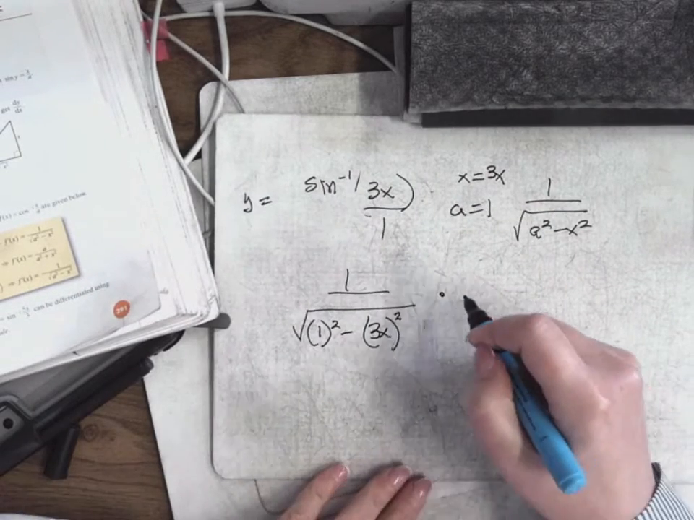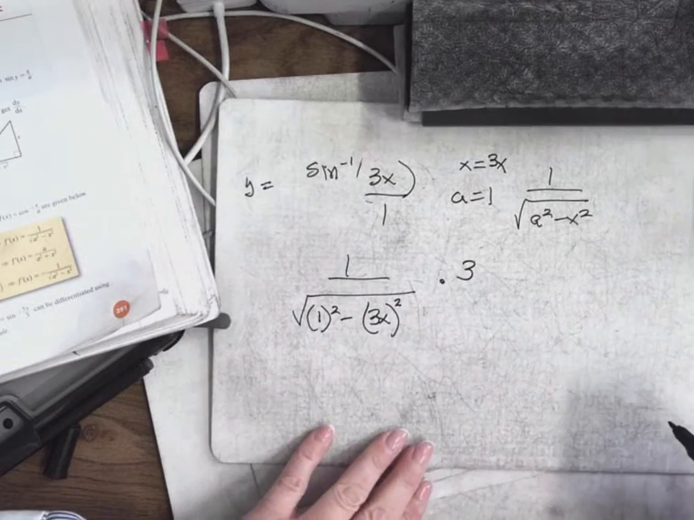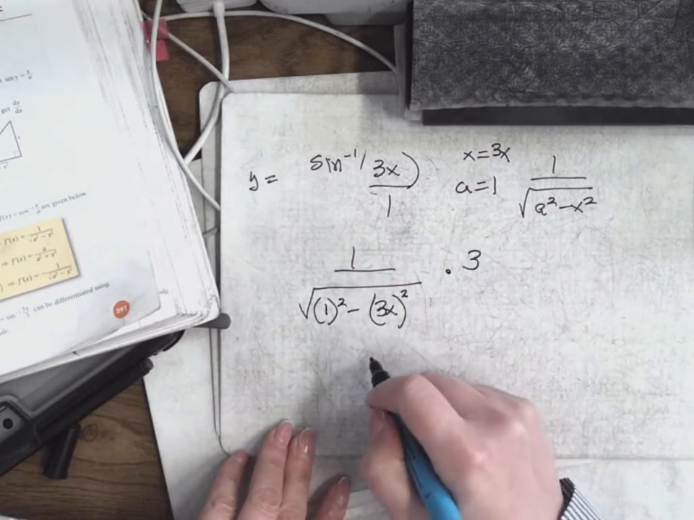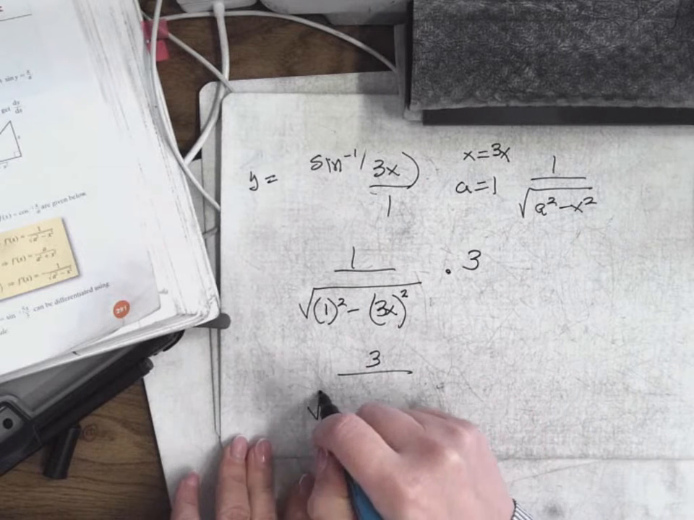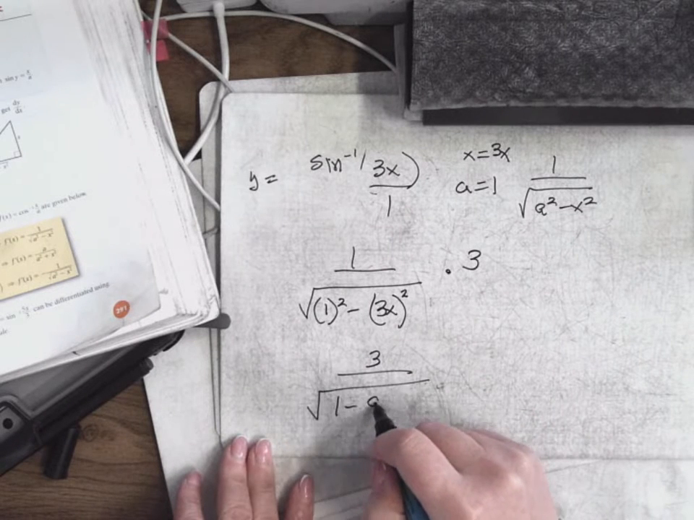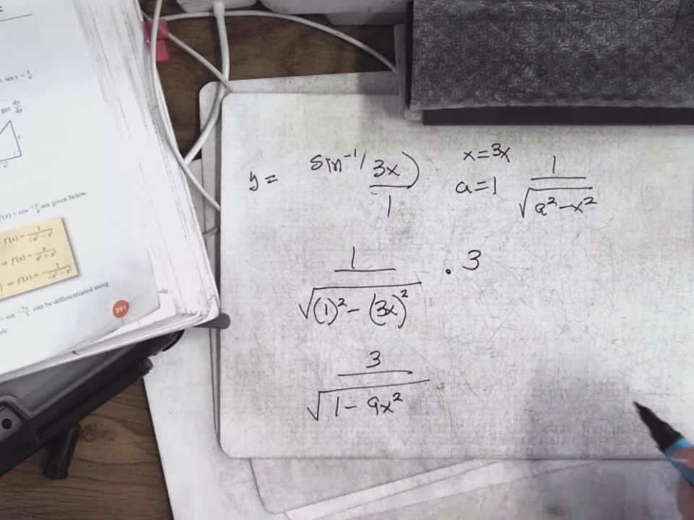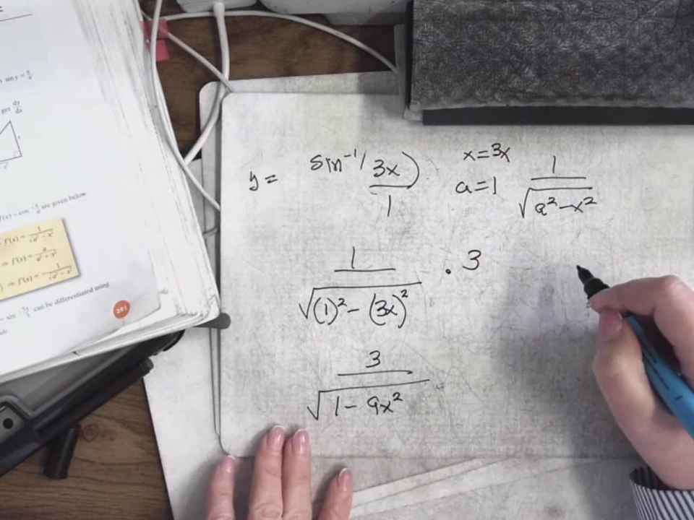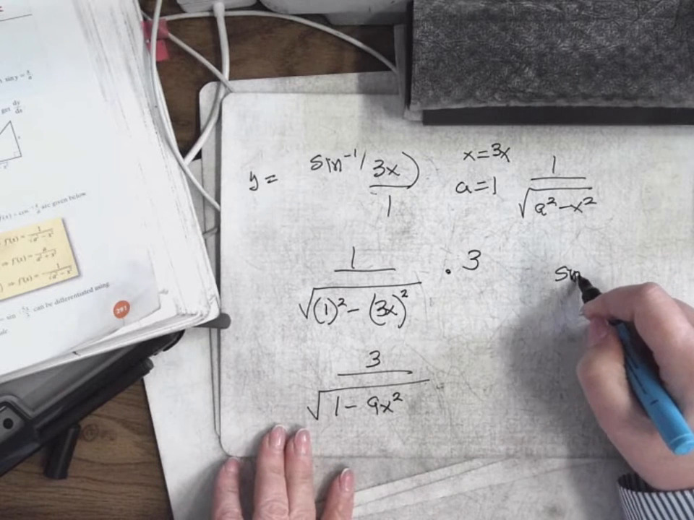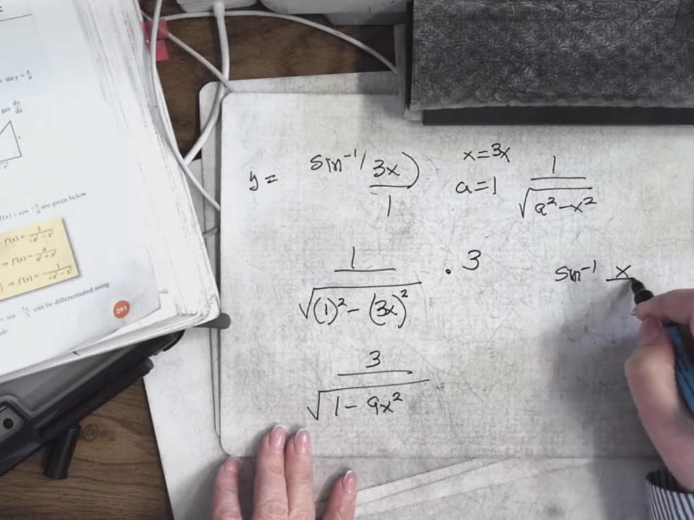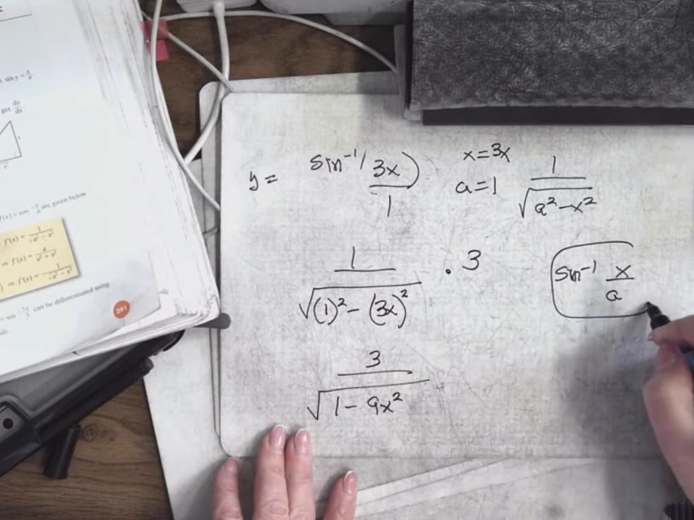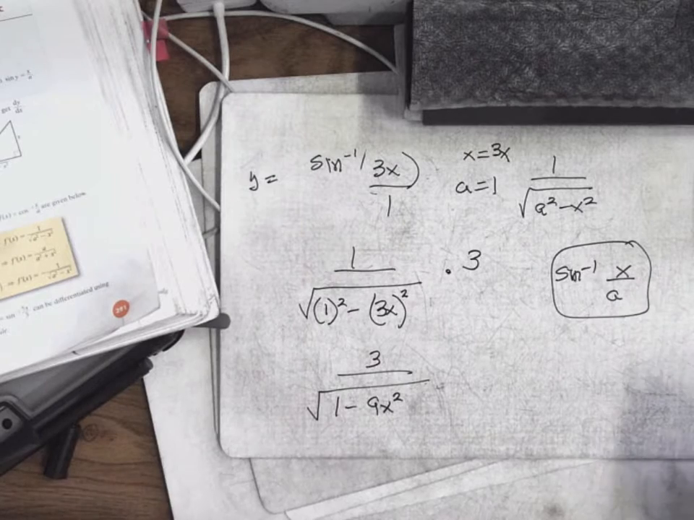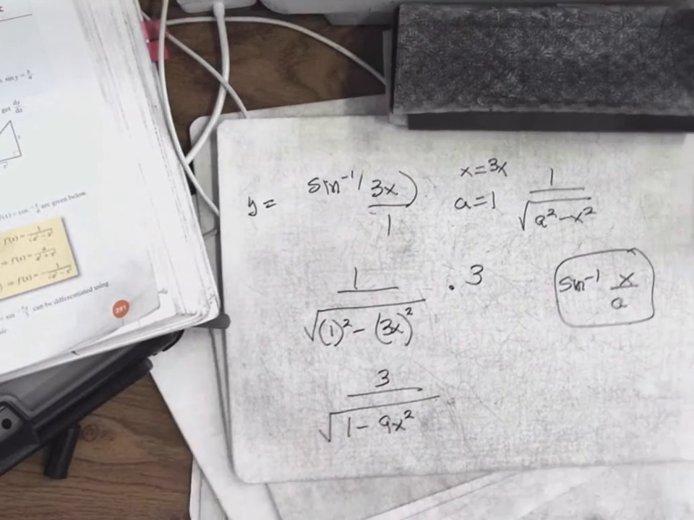Differentiate 3x and you get 3. So you have to multiply by 3. Is that okay? So that would be multiply 1 by 3 and you get 3 all over the square root of 1 minus 9x squared. Is that okay? So that's a pretty straightforward one, right? So remember, in the book it's inverse sine, or in the log tables, x over a. So you write it as a fraction. Are we good? Right, I'll take that as a yes.